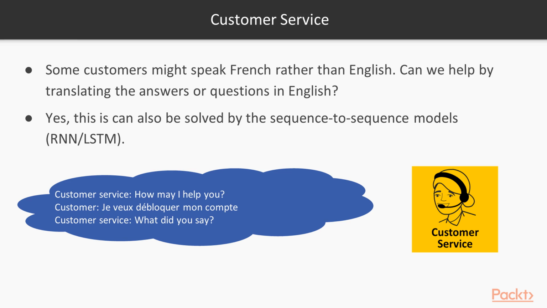Another typical problem in customer service is that the customer service might only speak English, while the customers might speak French. In this case, you really need to help the customer service translate the request, either answers or questions, into English so that we can make sure that the customer service would understand those simple requests in a different language. And this really is the problem of machine translation, and it can be solved by sequence-to-sequence learning.